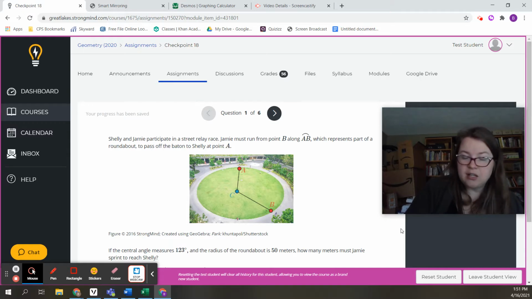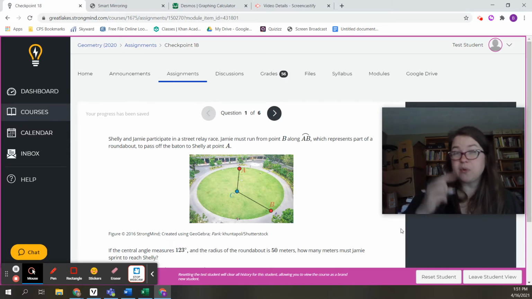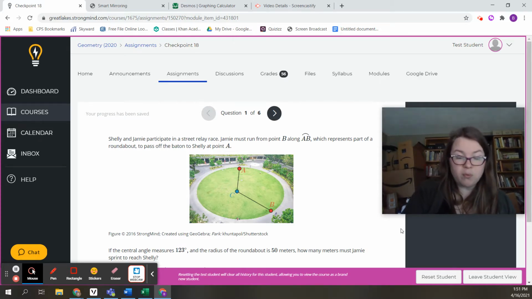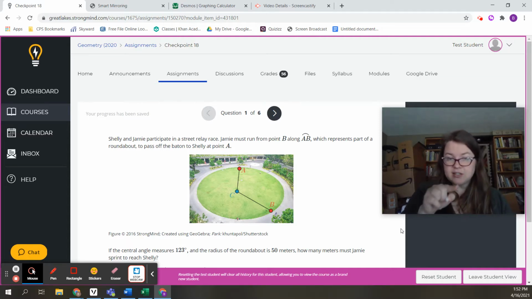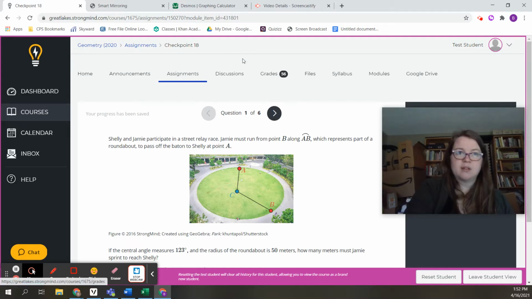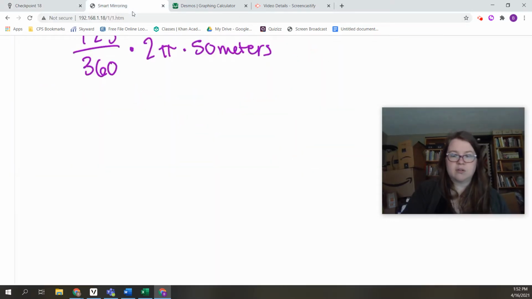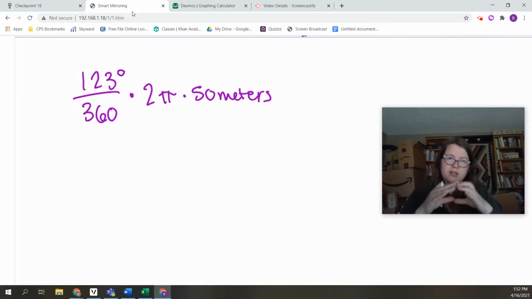So we have that the central angle is 123 degrees. And so we know that formula. We take the arc length, which is arc measure 123 over the whole, which is 360, multiplied by the circumference. So the circumference is 2 pi times the radius of the circle. And it says that the radius of this one is 50 meters. So I set the problem up like this. So I did 123, because that was the central angle, over 360, so the part over the whole, I should put degrees on this also, multiplied by the circumference. So the circumference is 2 times pi times the radius.